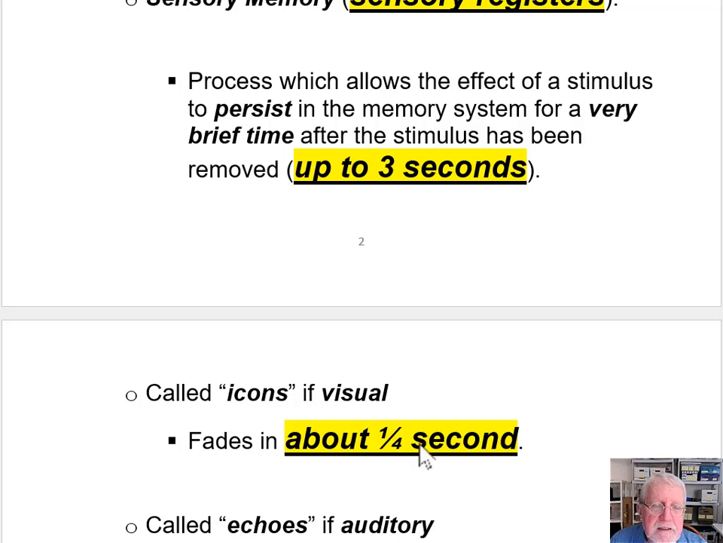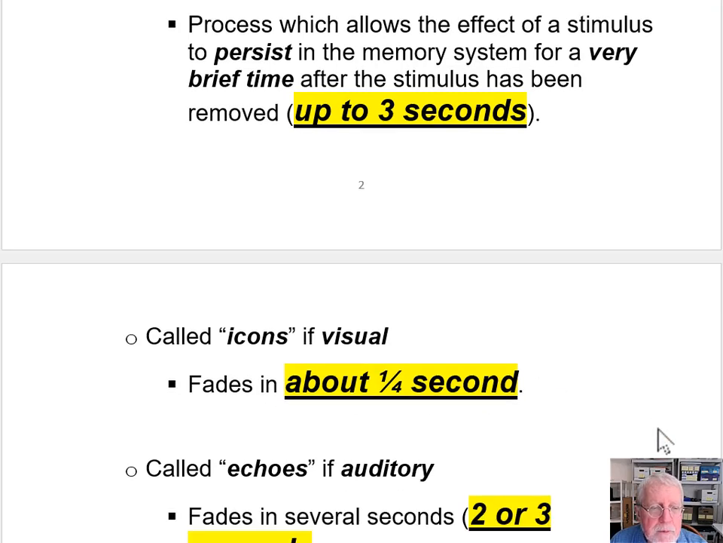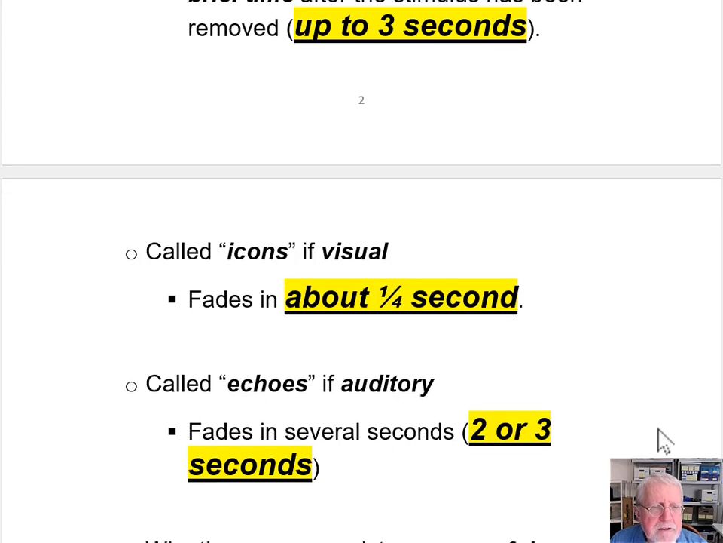So the information, if it remains active in visual sensory memory, we call it an icon, and we use different terms if it's instead in auditory sensory memory. Information that remains active briefly in auditory sensory memory is called an echo, and echoes last a little longer than icons. Echoes will fade in several seconds, let's say 2 or 3 seconds. I'll give you an example of an echo in auditory sensory memory. You're at a party, engaged in conversation with someone.